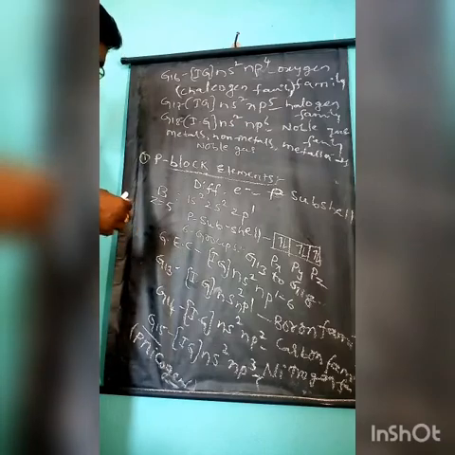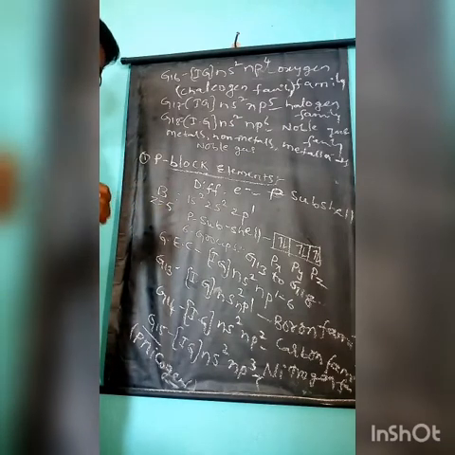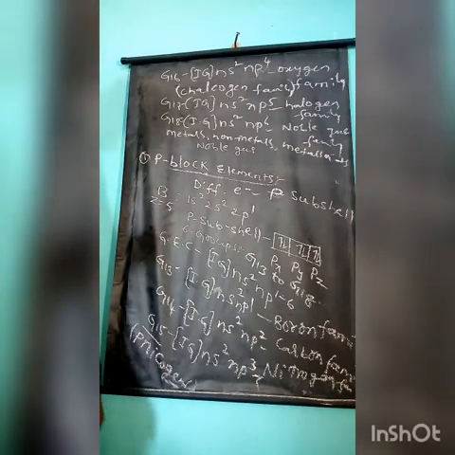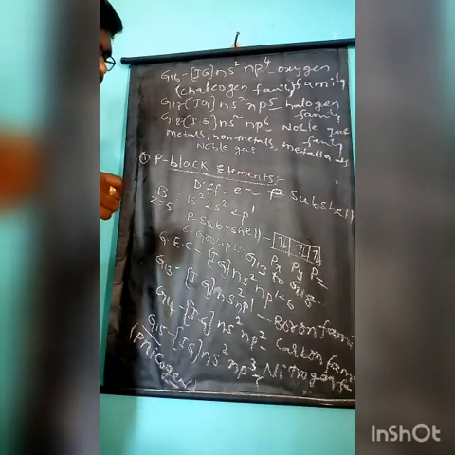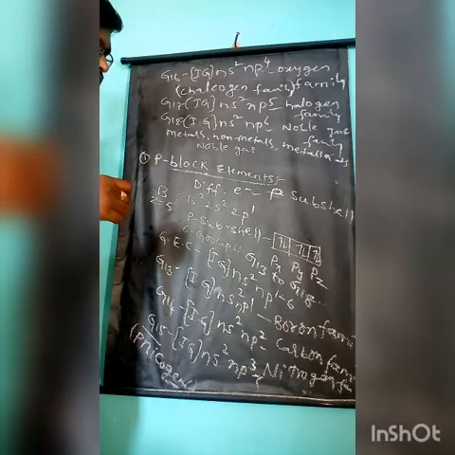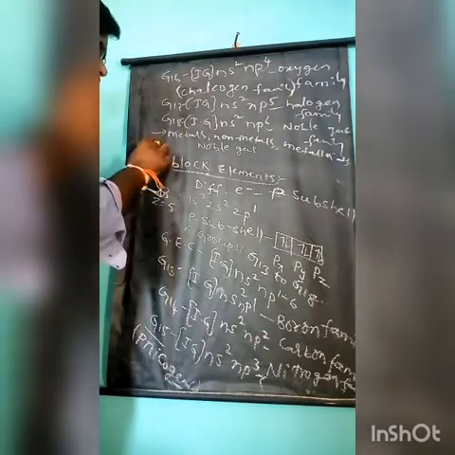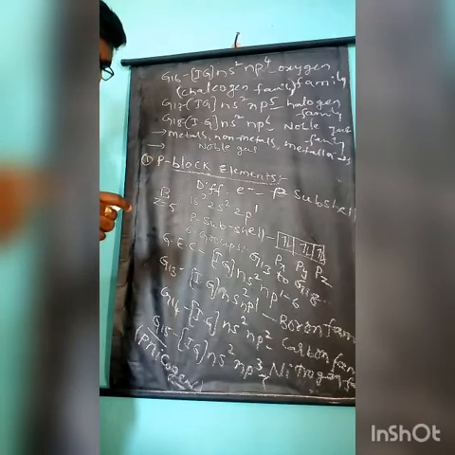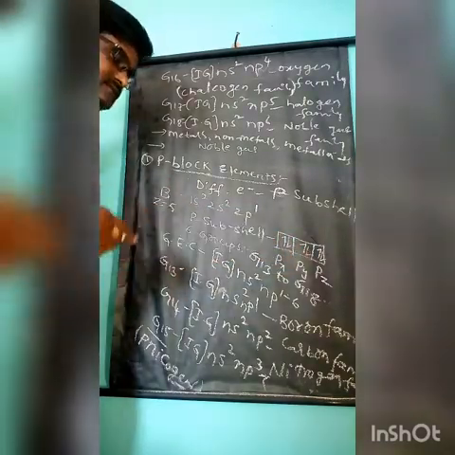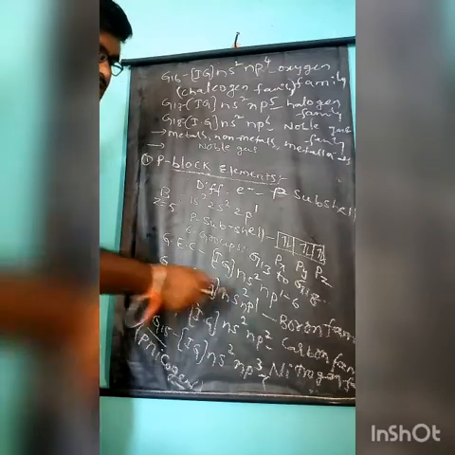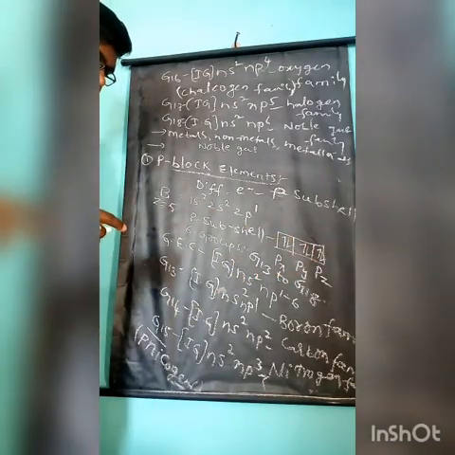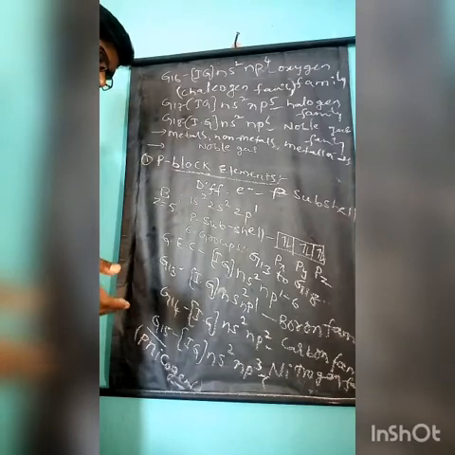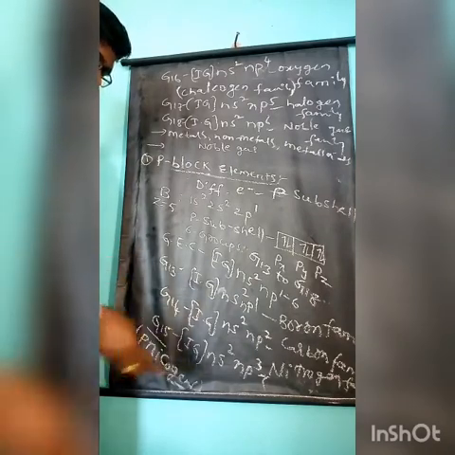Next point, the p block contains 6 groups, because the p subshell accommodates 6 electrons. They are G13 to G18.